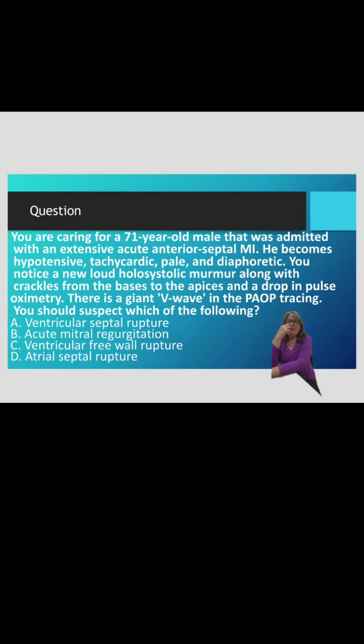Now the holosystolic murmur could be seen either in ventricular septal rupture or mitral regurg. However, the dead ringer sign here is the fact that there's a giant V wave. We would not see it with acute ventricular septal rupture. With a VSD, we see a step up in oxygenation in the right atrium compared to the distal port of the PA. So again, the answer being acute mitral regurg.